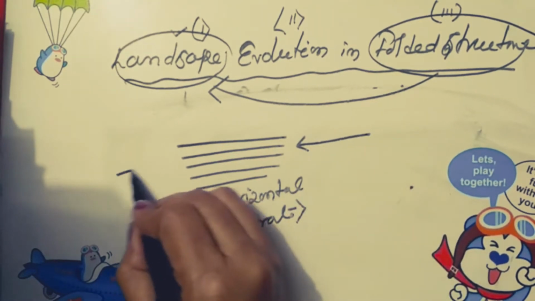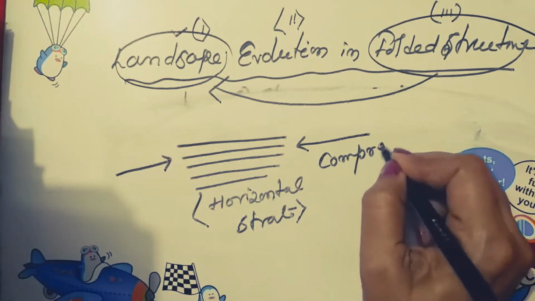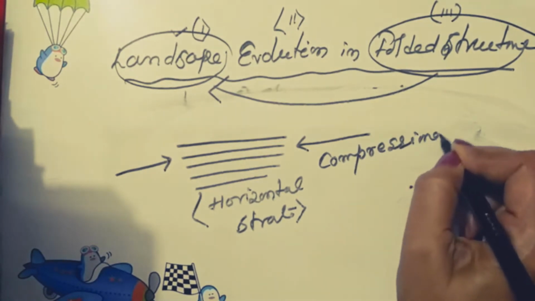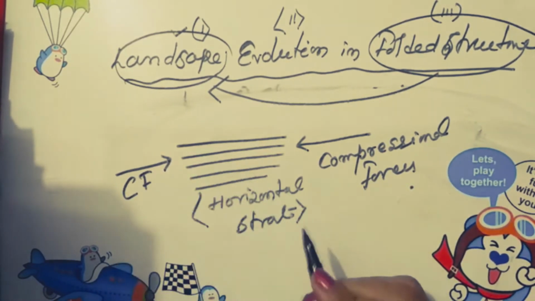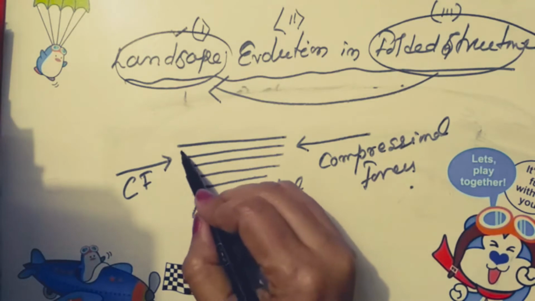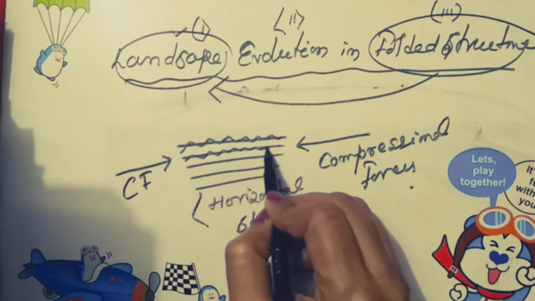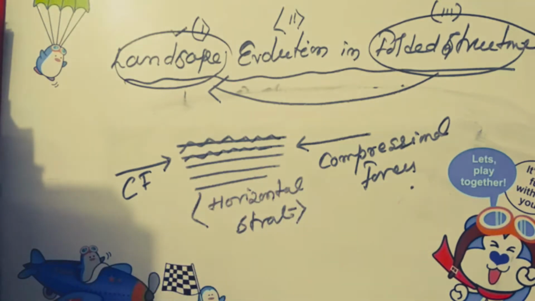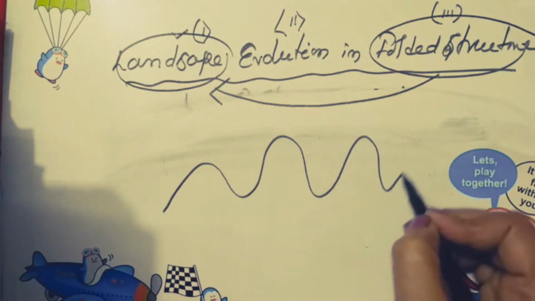Then both sides of the horizontal strata, compressional force acts. Compressional force acts here, so what will be the result? Gradually it will keep undulating, and ultimately through a series of time, series of changes, this horizontal strata converted into a folded structure.